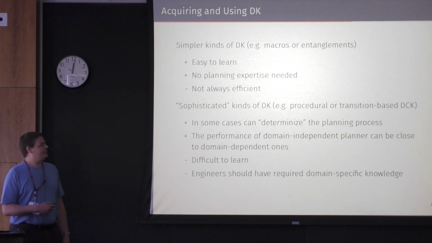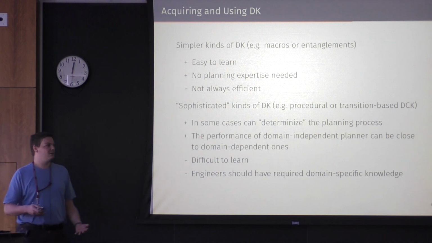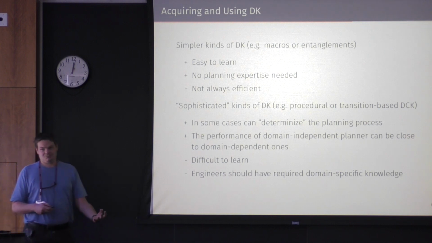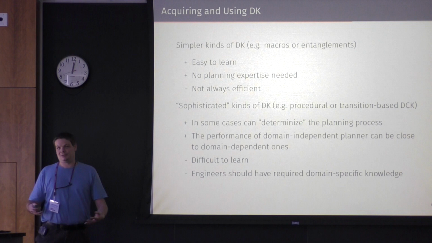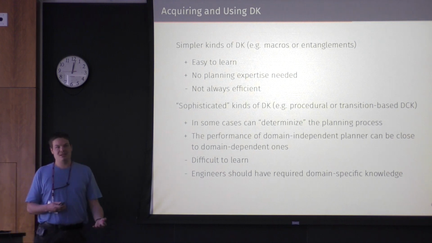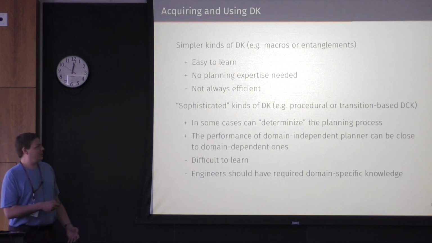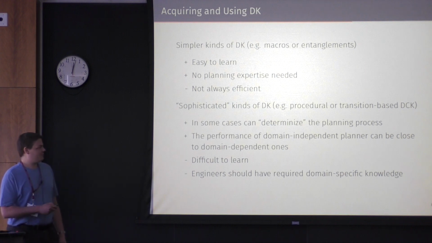On the other hand, if we use what I would call the sophisticated kinds of domain knowledge, in some cases we can really make the planning process even deterministic, because to be honest, a lot of models are quite easy in terms of complexity, but since planners are domain independent, they might not deal well with the raw specification. But if we specify some additional domain control knowledge, which provides good information about the shape of the plans, sometimes we can really improve the performance quite a lot.